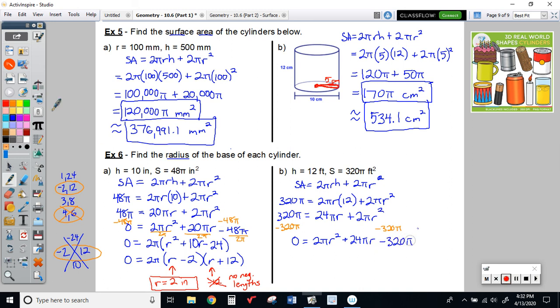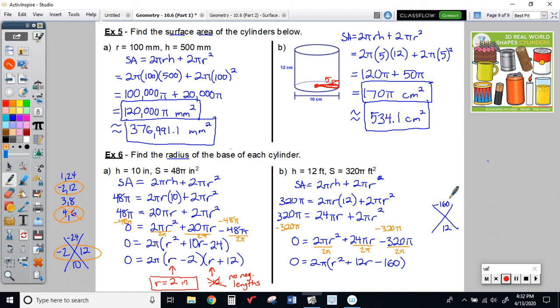And like I did before, I'm going to divide everything in a sense by 2 pi. Factoring out the 2 pi is really what I'm doing here. But writing the divided by 2 pi sometimes helps students to see what to do next better. So taking the 2 pi out of everything, factoring it out, I'm left with r squared plus 12r minus 160. So now you can do this same sort of thing. What multiplies to negative 160 but adds to positive 12?